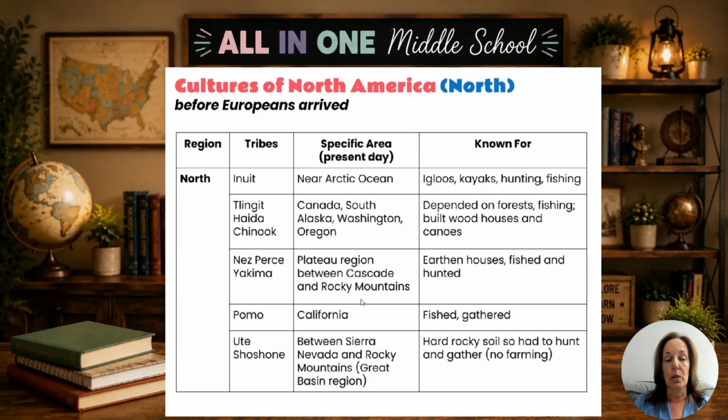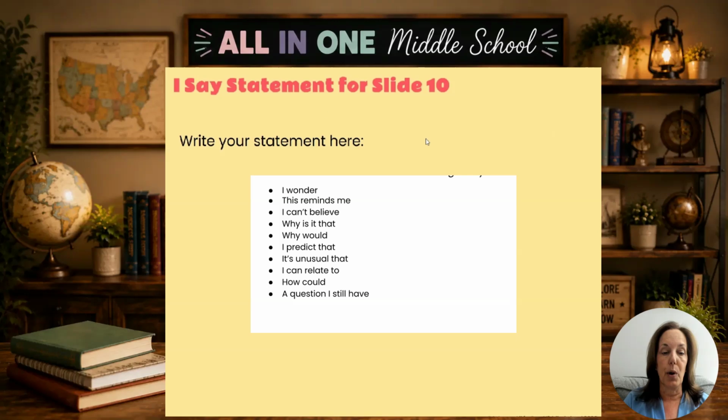The Pomo were located in present-day California, and they were known for their fishing and gathering. The Ute and the Shoshone were located between Sierra Nevada and the Rocky Mountains, that Great Basin region. They are known for living in an area with hard, rocky soil, so they had to hunt and gather with no farming. So now you're going to pause and write your I say statement here, remembering that you can use those sentence starters that I gave you.